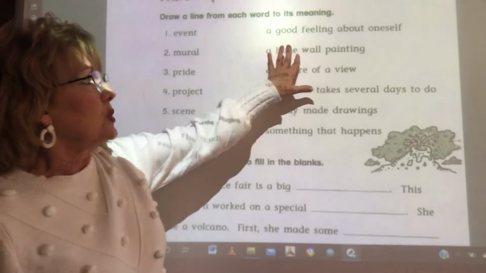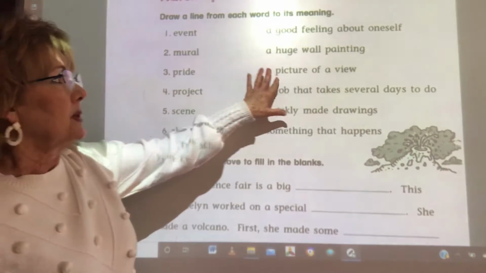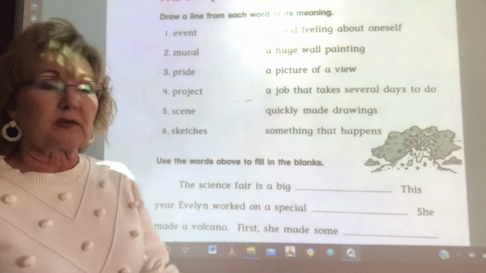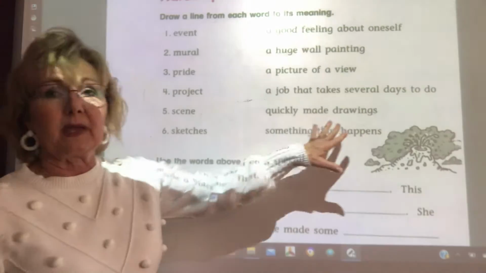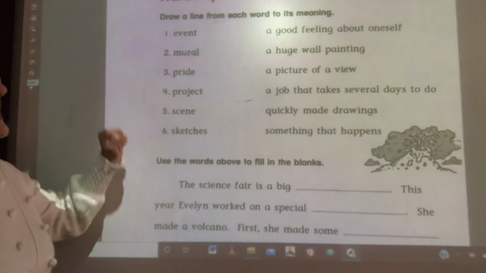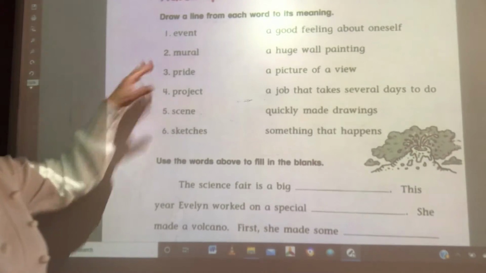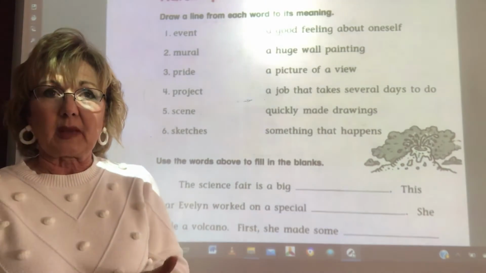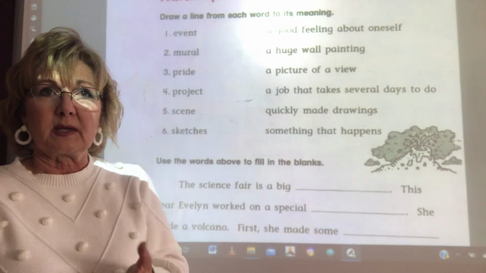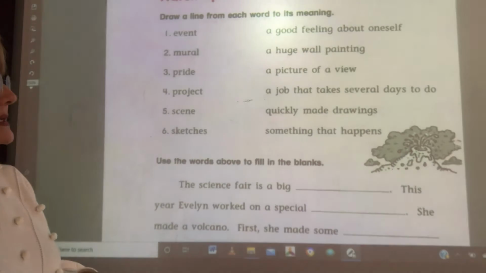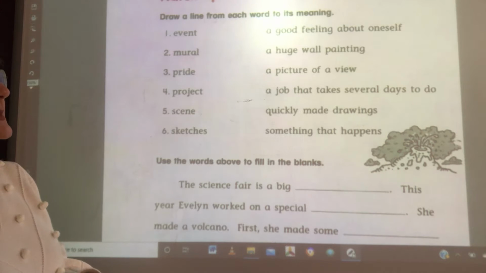A huge wall painting, a picture of a view, a job that takes several days to do, quickly made drawings, something that happens. So an event, what would an event be? I'll give you an example. A wedding, a baby shower, an anniversary party, that is an event. What would an event be?